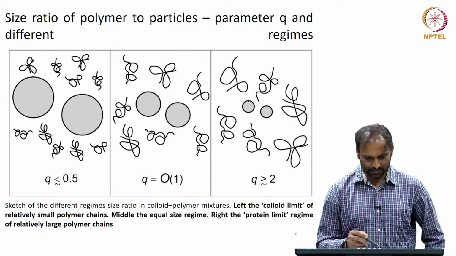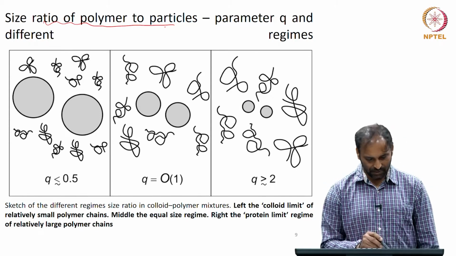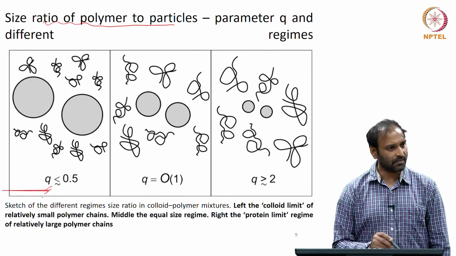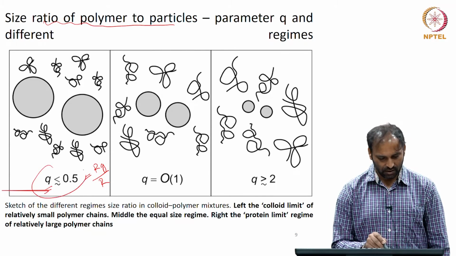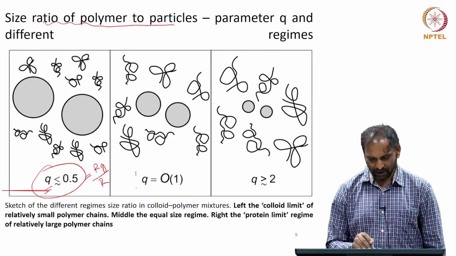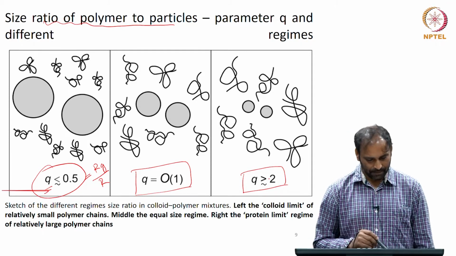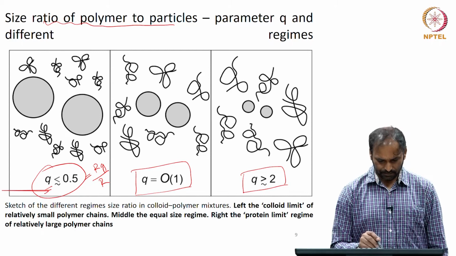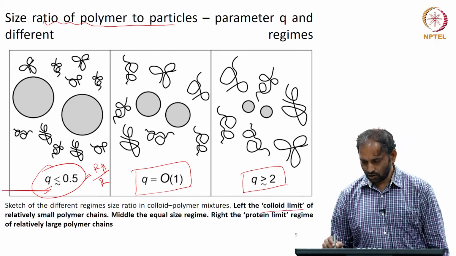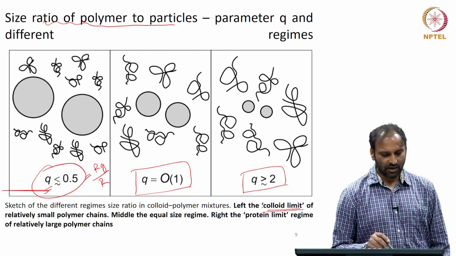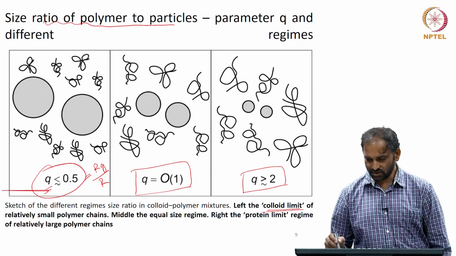This is a cartoon which tells you something about the size ratio of the polymer to the particle. Typically, people refer to a quantity called Q, which, as I said, is the ratio of the size of the polymer divided by the size of the particle itself. You could have a case where Q is very small, a case where Q is of the order of 1, and Q could be much larger than 1. When Q is less than 1, people use a term called colloid limit. That means I have added a polymer whose size is much smaller than the size of the particle in the dispersion. That is what is called the colloid limit.